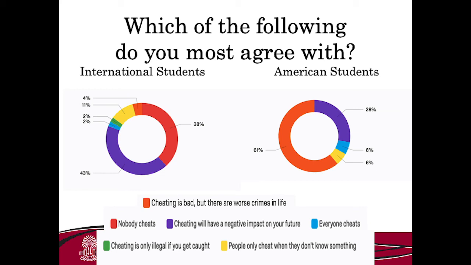And I know it's hard to tell, because the colors are a little bit hard to distinguish, but the American students, nobody stated that nobody cheats. So I think that's a pretty interesting difference in what the students, international versus domestic, think in terms of what other people are doing in terms of academic integrity.